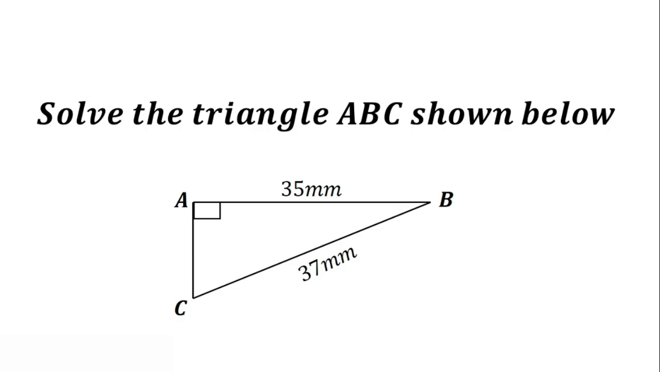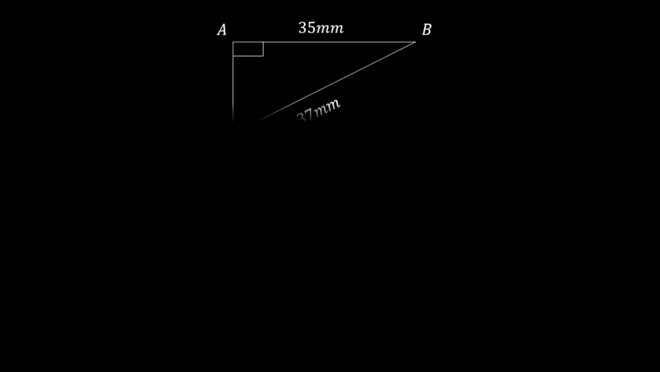Solve the triangle ABC shown below. So we have the right angle triangle ABC, with A to be 90 degrees, the length AB to be 35 millimeters, and the length BC to be 37 millimeters.